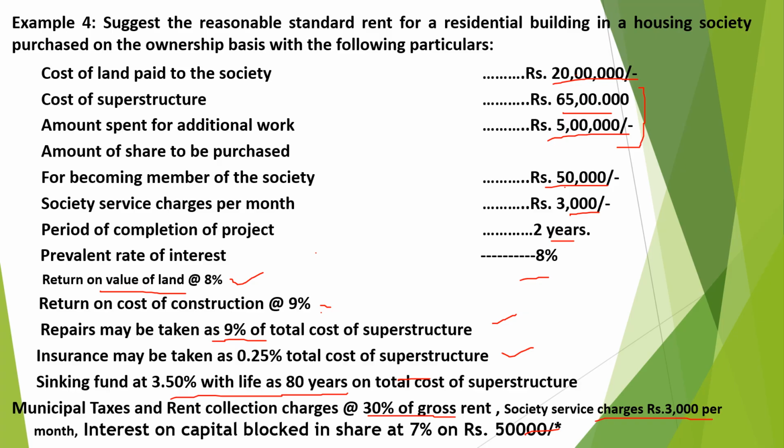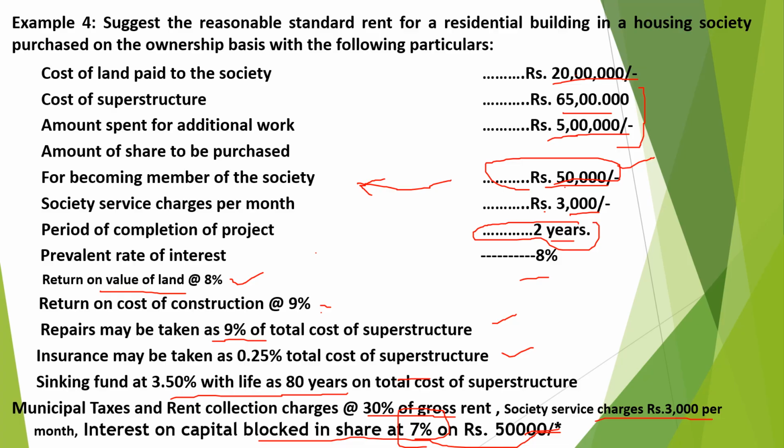And another thing, see here, he has to pay rupees 50,000 for becoming a member of the society. So how to take this into consideration? For this, it is given that interest on the cost of the block of 50,000 has to be charged at the rate of 7%. So its value will be calculated at the rate of 7%, and it will be added in the gross rent.